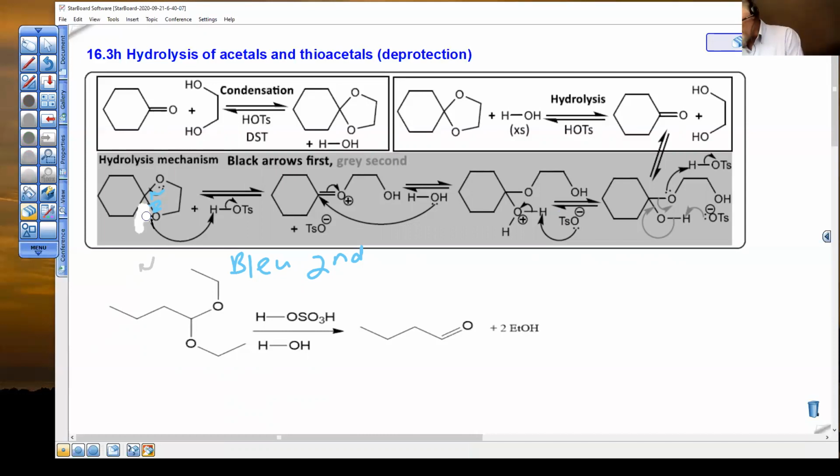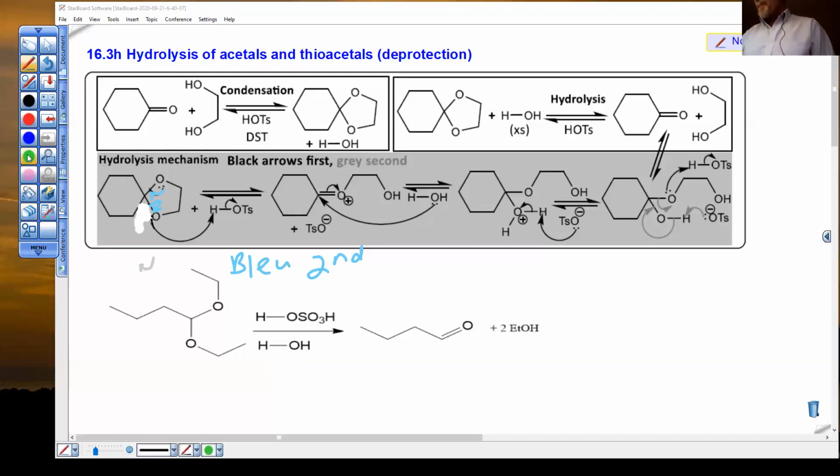Okay, so what I'm trying to say is blue arrows first, second, and black arrow first. Lone pair protonates, then you boot it off, and you get to here. And I'll do exactly what I said down here, so you can't say you couldn't understand that. That was a disaster. I'm going to do it down here without disasters.